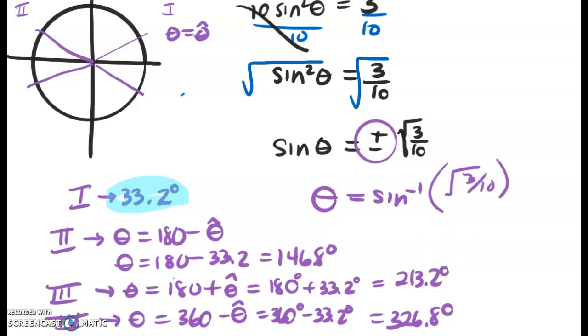So these are my 4 answers: 33.2, 146.8, 213.2, and 326.8. Those are the angles. They look like this. They are 33.2 degrees from the x-axis, just in the 4 different quadrants. Because of this plus or minus sign, I need one from each quadrant.